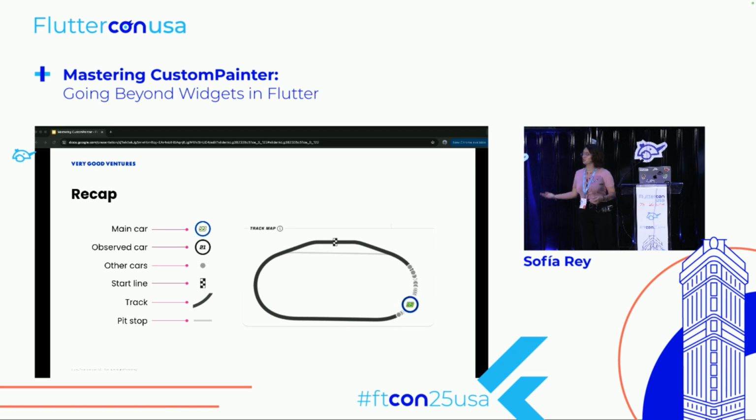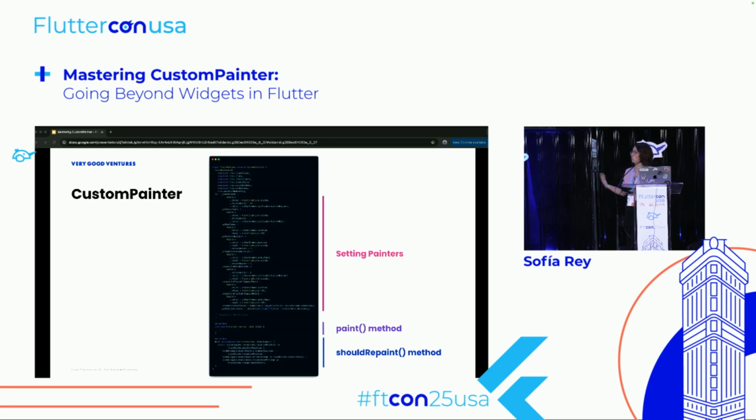So to recap, now that we have the path from Flutter and not the SVG, we can actually put this into our CustomPainter, right? This is how our CustomPainter would look like.